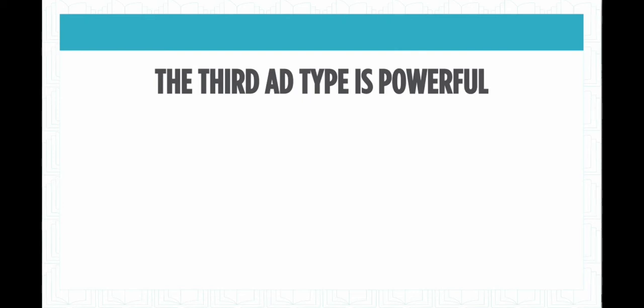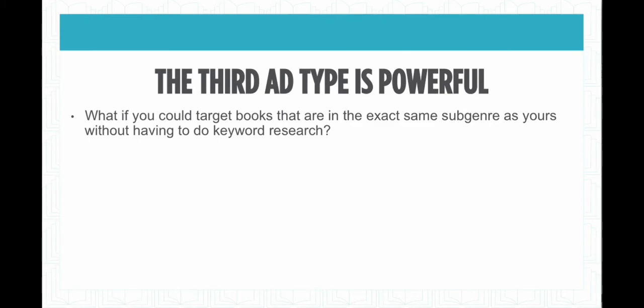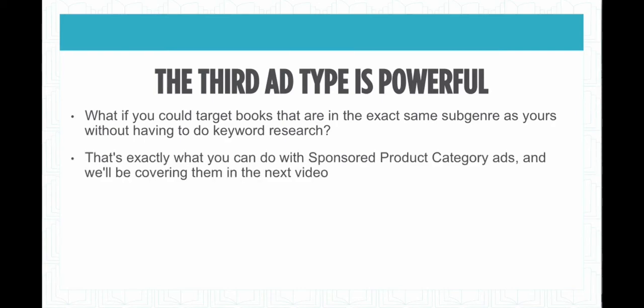Now, the third ad type that we have not yet covered is very powerful. What if you could target books that are in the exact same subgenre as yours without having to do the keyword research? Wouldn't that be amazing? Wouldn't that save you time? Well, that is exactly what you can do with sponsored product category ads, and we'll be covering them in the next video. Also, some new tips that I'll be sharing that I've never shared in a previous challenge.